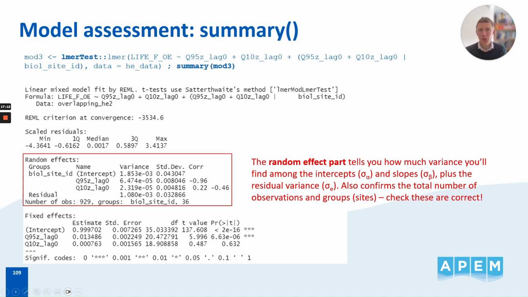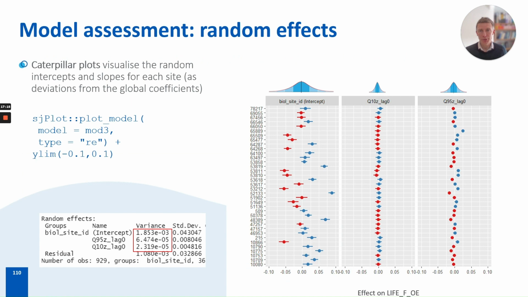Again, it can be useful to visualize these random effects, and again we can call on the plot model function from the sjPlot package to help us. These plots are called caterpillar plots, and they visualize the random intercepts and slopes for each of the 36 sites in our dataset, and it plots those as deviations from the global coefficients. This allows us to see which individual sites have higher or lower intercepts, or steeper or less steep slope effects.